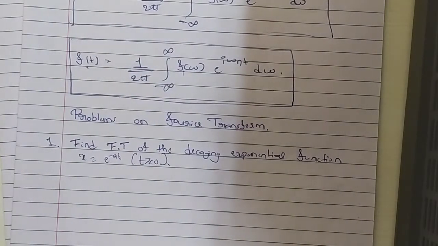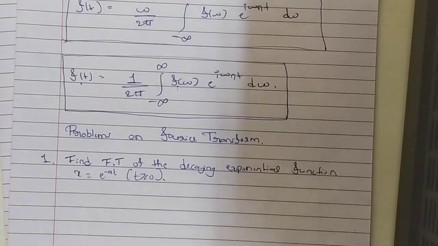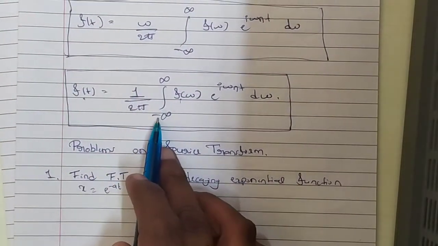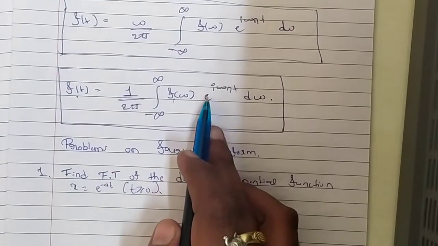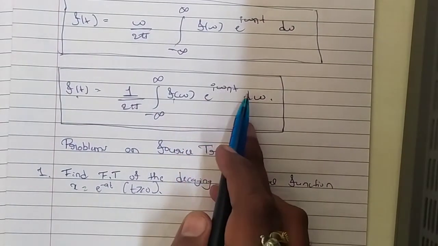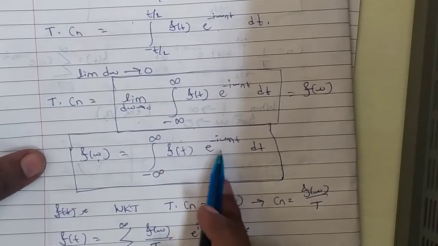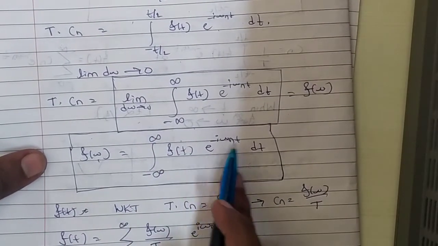Okay guys, today we will see the problems on Fourier transform. In the previous class, we have seen the Fourier transform, that is f of t is equal to what, f of omega is equal to what. You can see here f of t is equal to 1 by 2 pi integral from minus infinity to plus infinity f of omega e raised to plus i omega n into t d omega. And f of omega is equal to integral from minus infinity to plus infinity f of t e raised to minus i omega n into t dt.